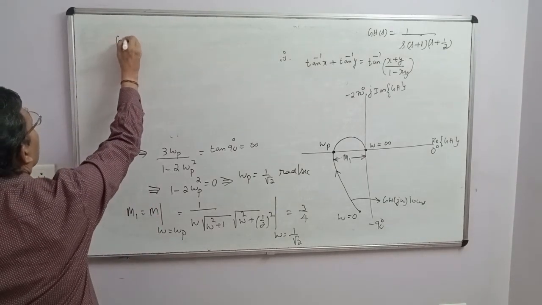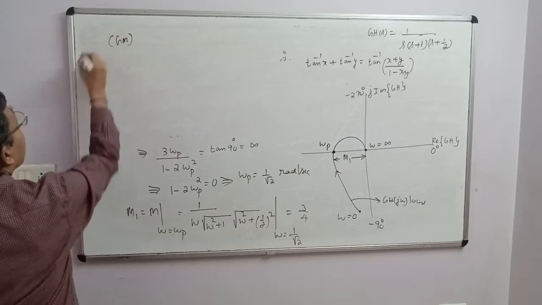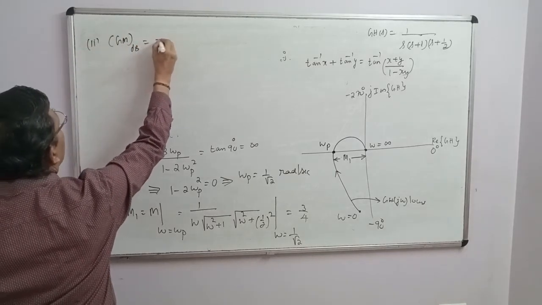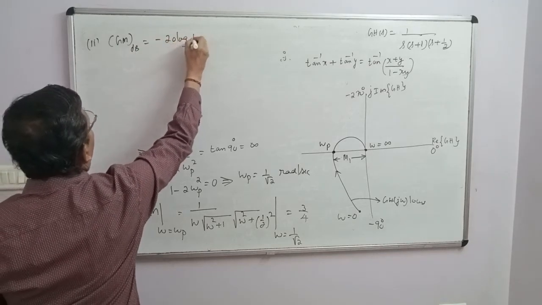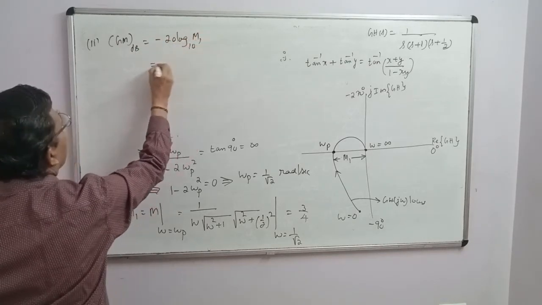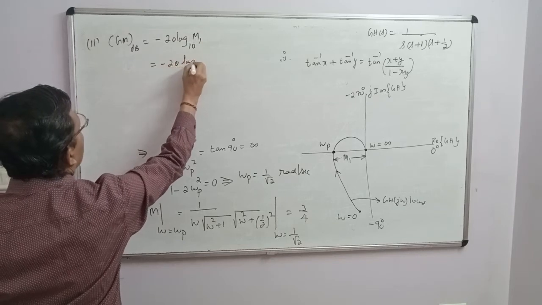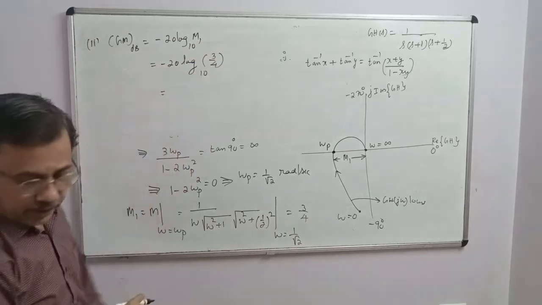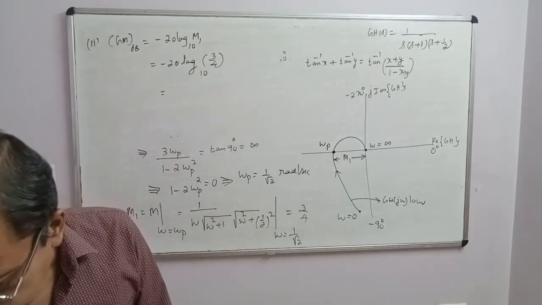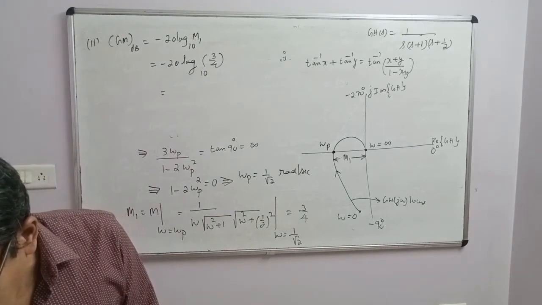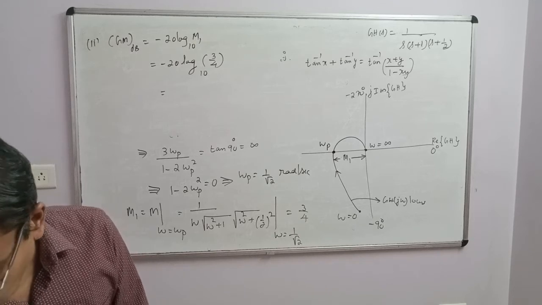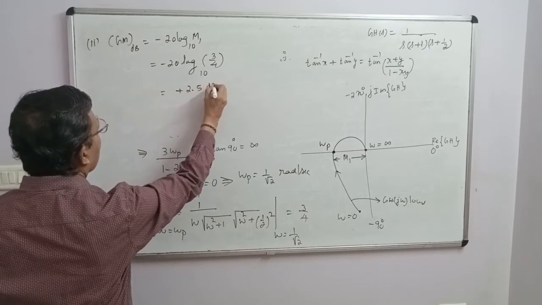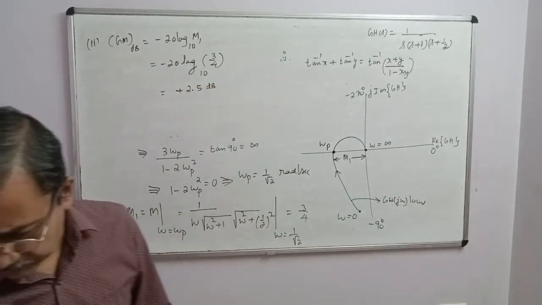Gain margin, second part. Gain margin in decibels is equal to minus 20 log m1 to base 10. So this is minus 20 log of 3 by 4 to base 10. If you calculate gain margin in decibels, the answer works out to be 2.5 decibels. This is the gain margin.